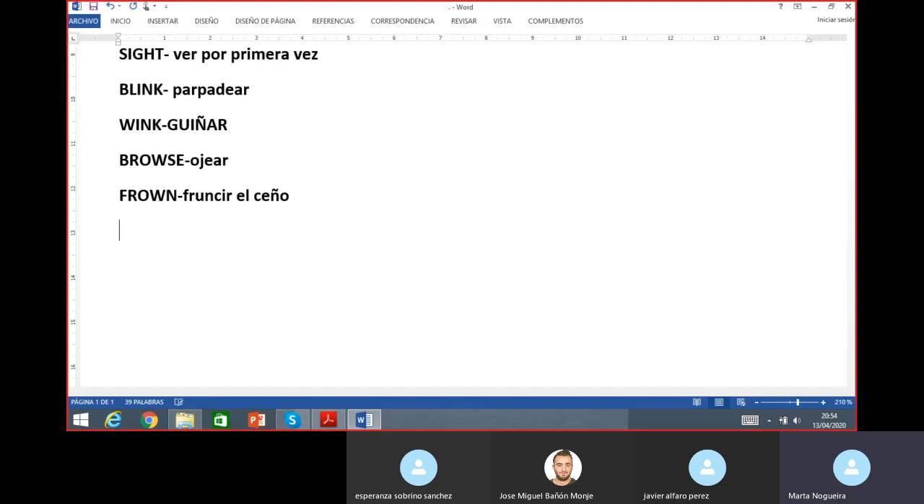Peep. Peep es mirar con disimulo. Es que soy muy lista y os lo estoy diciendo primero en español, vale. This is to look quickly and cautiously, with caution. Okay, for example, he was caught, le pillaron, peeping through the keyhole.